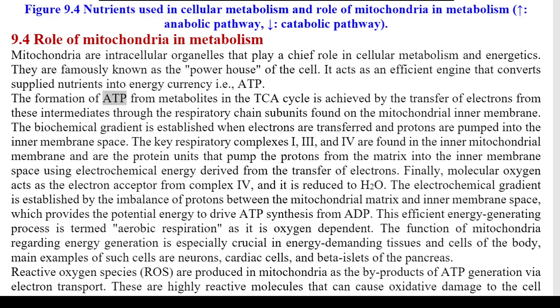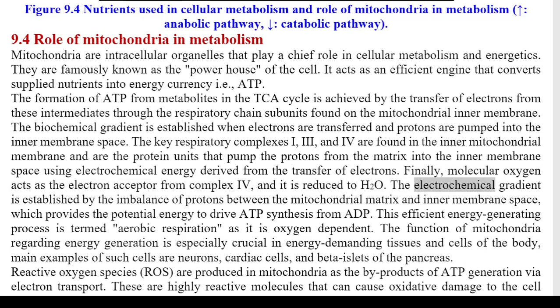The formation of ADP from metabolites in the TCA cycle is achieved by the transfer of electrons from these intermediates through the respiratory chain subunits found on the mitochondrial inner membrane. The biochemical gradient is established when electrons are transferred and protons are pumped into the inner membrane space. The key respiratory complexes I, III, and IV are found in the inner mitochondrial membrane and are the protein units that pump the protons from the matrix into the inner membrane space using electrochemical energy derived from the transfer of electrons. Finally, molecular oxygen acts as the electron acceptor from complex 4, and it is reduced to H2O.